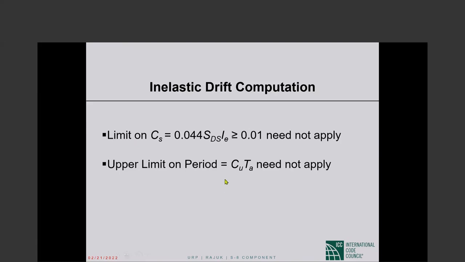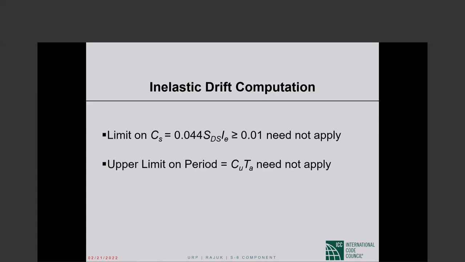The other limitation that need not apply, need not means exactly what it says. You do not have to apply it, but if you apply it, that is okay with the code. When we talked about period computation, we start with approximate period T sub A, which is given by formulas in the code.